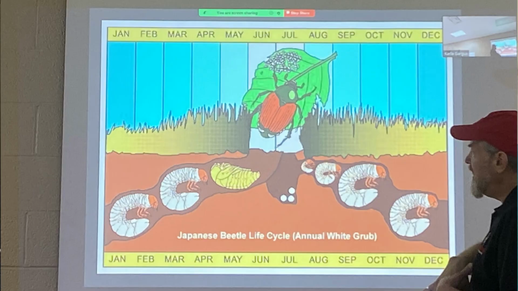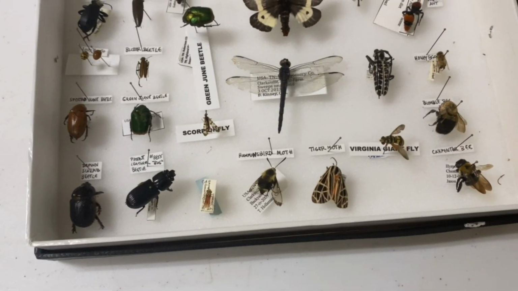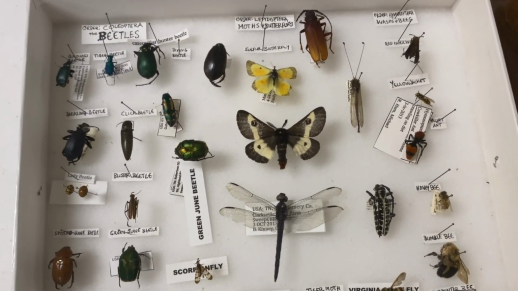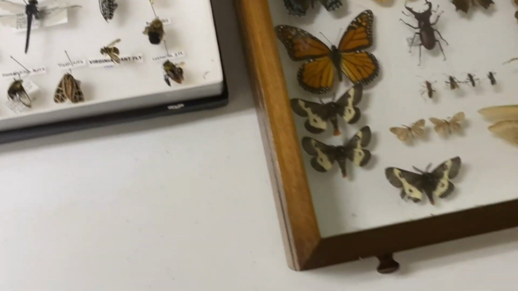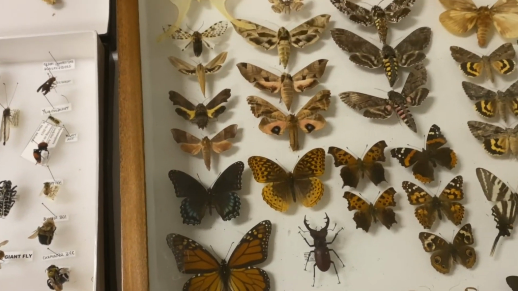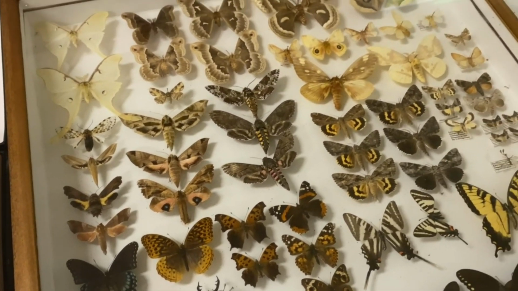And that's the Japanese beetle life cycle. And this is really cool. He had a display of all these types of bugs you may see in your garden. Butterflies, and praying mantis, moths.